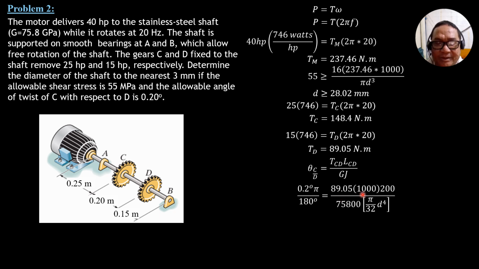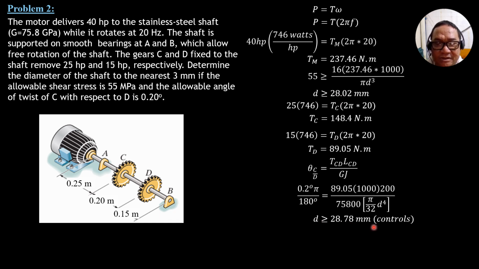Then times 1000 to convert 89.05 to Newton mm to be consistent with the units. Then the length in portion CD is 0.2 meter or 200 mm, divided by G, which is 75,800 megapascals. Then polar moment of inertia for a solid shaft, pi over 32 diameter to the fourth. So the diameter should be greater or equal to 28.78 mm. That is because this is slightly greater than the value there, and this should be greater than this value.